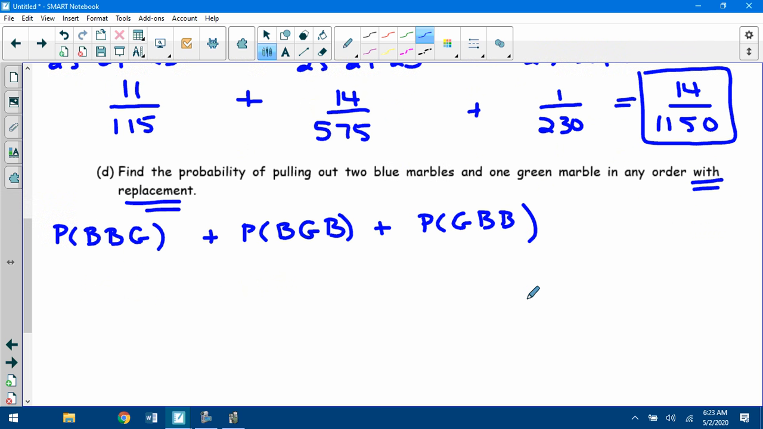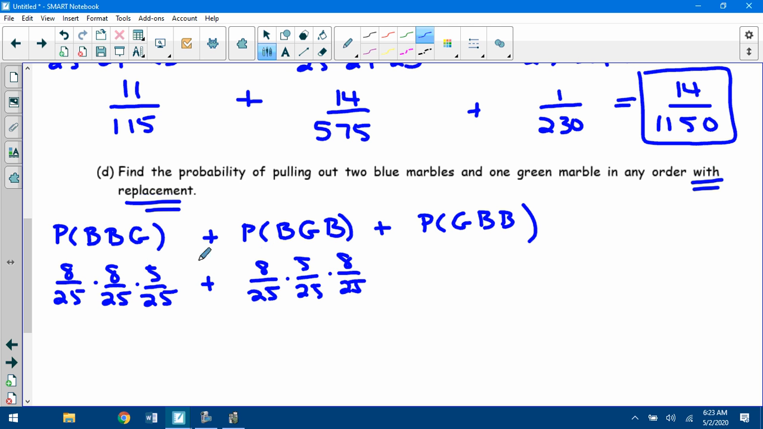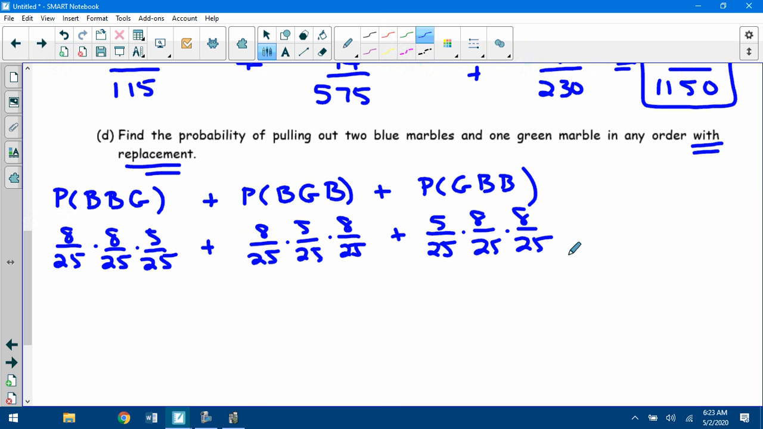And since it's with replacement, this is going to be 8 out of 25. There's 8 blues times 8 out of 25 still, because I'm replacing it back in, so the probabilities aren't affected. And the green would be 5 out of 25. And if you notice, all these are going to be the same, just in a different order. This is 8 out of 25 times 5 out of 25 times 8 out of 25. Same thing, because multiplication is commutative. And this is 5 out of 25 times 8 out of 25 times 8 out of 25. So all three scenarios are going to come out to the same thing, 64 out of 3125.